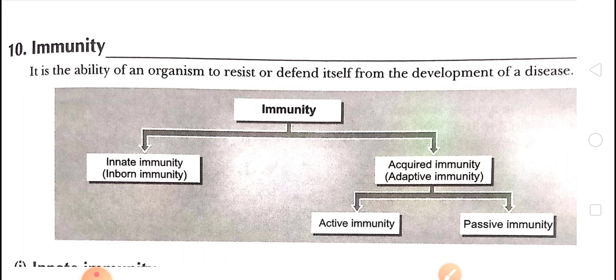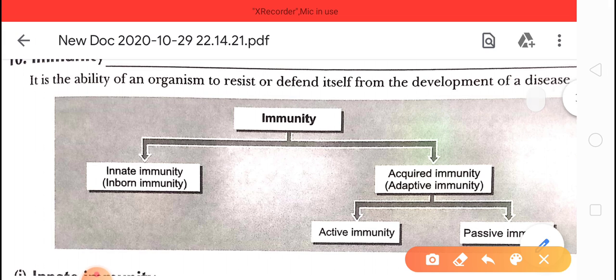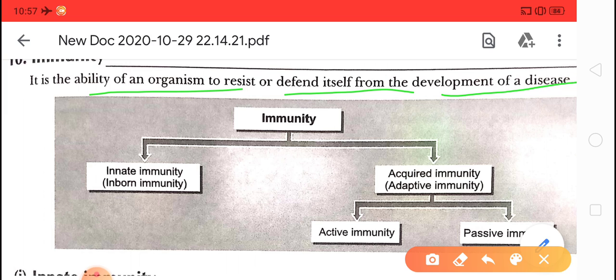First of all, the definition, which is very simple, very easy. It is the ability of an organism to resist or defend itself from the development of disease. Like, if our immunity increases, then we can easily fight against germs and we can protect our body from disease.